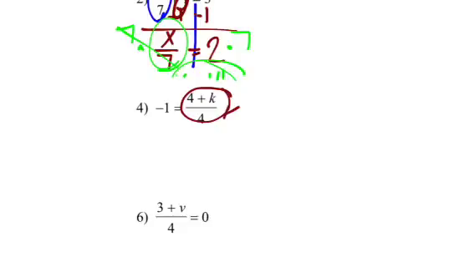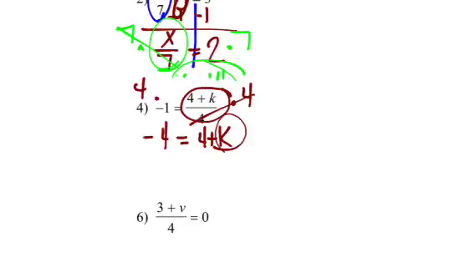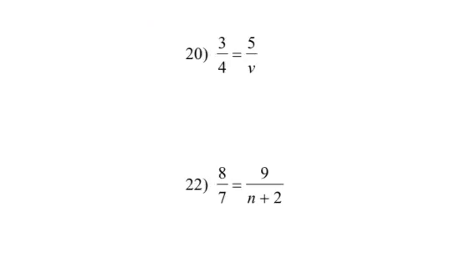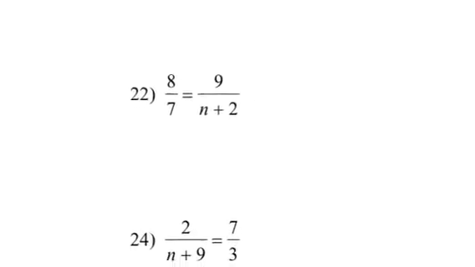I got to get rid of the divide by 4, so I'm going to do so by multiplying by 4 on both sides. Those cancel, and I have 4 plus k equals negative 4. Circling what I'm solving for, how do I get rid of a plus 4? I subtract 4. And k equals negative 8. Flip it over, take a look at the back side. Number 22.